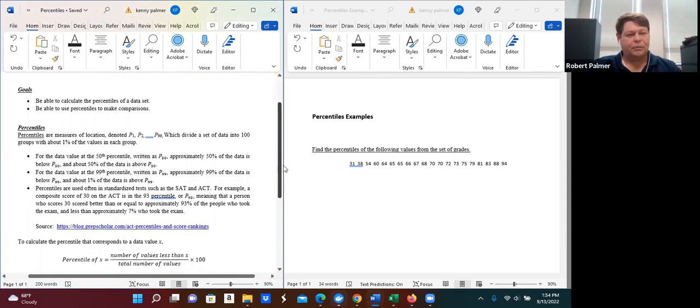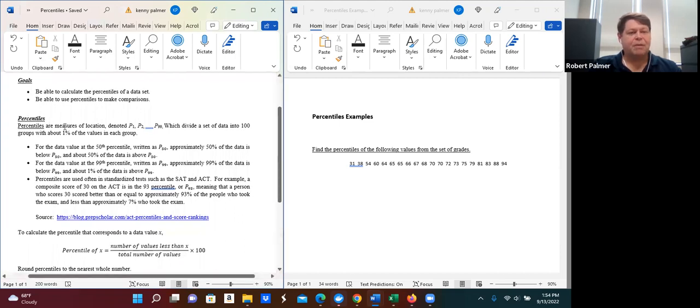Let's take a look. Percentiles are measures of location, denoted P1, P2, through P99, which divide a set of data into 100 groups with about 1% of values representing each group. Now let's read a bit further to explain what that means. Percentiles are measures of location, so this is in line with the way the median is found.